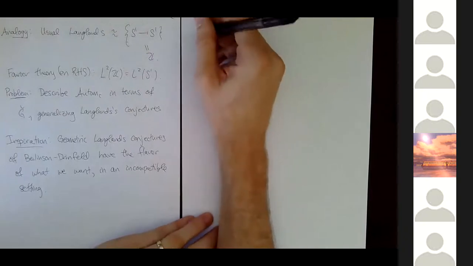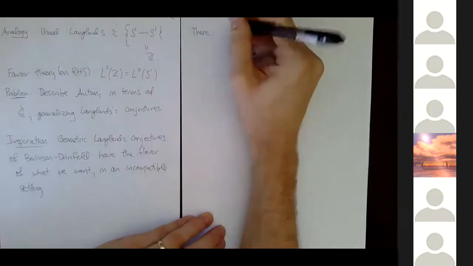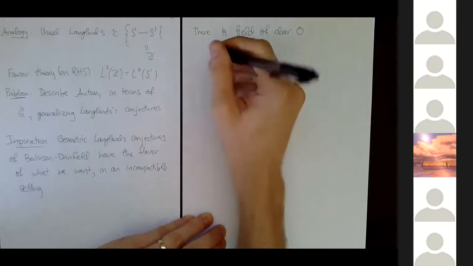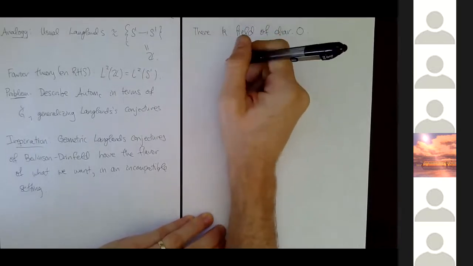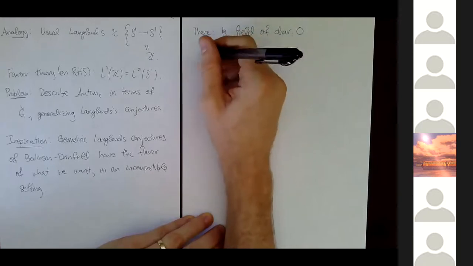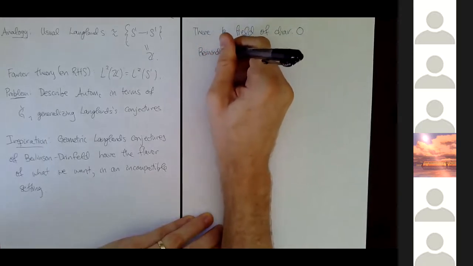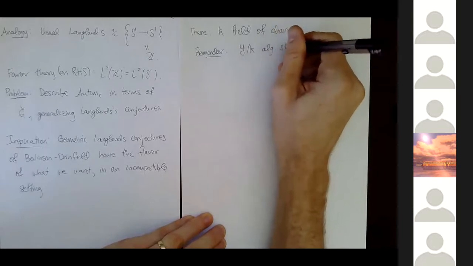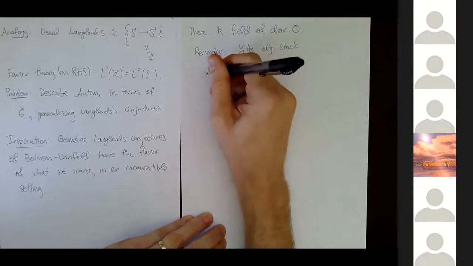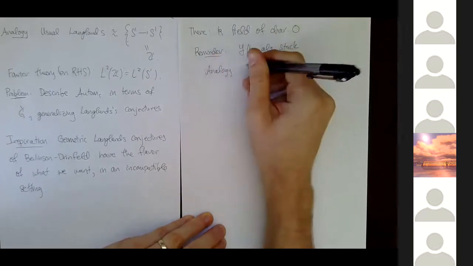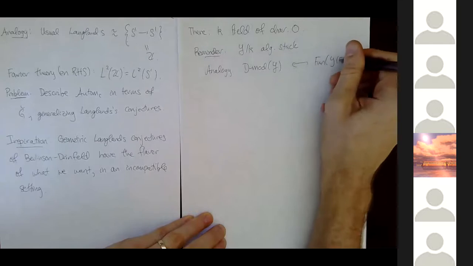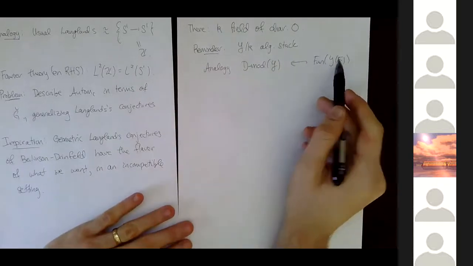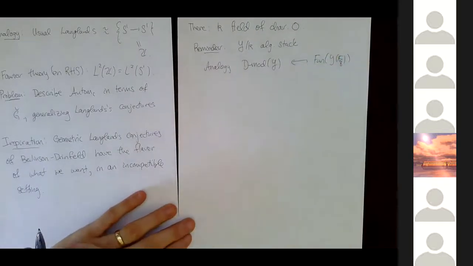So let me just give a reminder on that setting. There, we take K to be a field of characteristic zero. We take X to be the same, and there's a reminder, which is that if Y over K is maybe an algebraic stack, then there's an analogy that there's a certain category called the category of D-modules on Y, and it's supposed to be analogous to functions on the space of FQ points of Y, whatever that is supposed to mean. If you imagine Y is defined over both FQ and K, then this is an analogy.